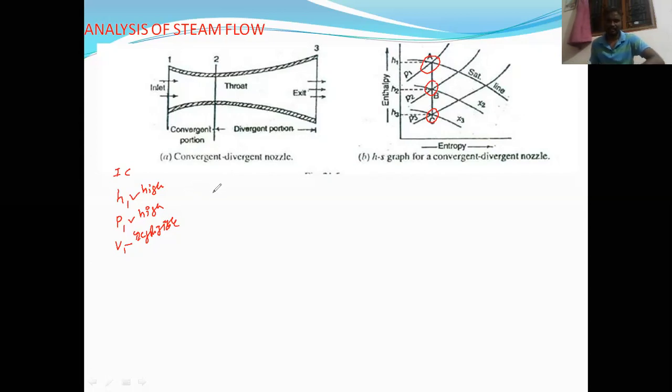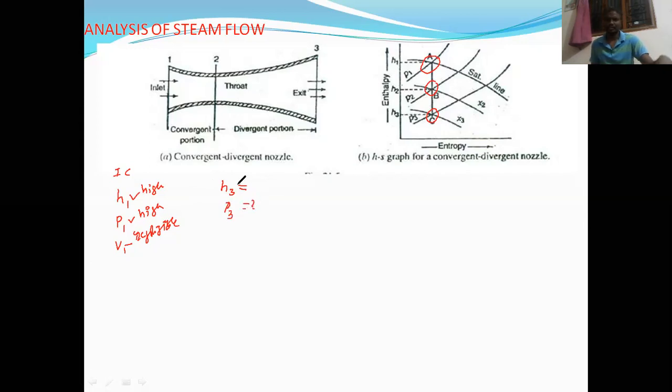So what is the heat lost here? H1 is the inlet and H3 is the outlet. According to this, H3 is the outlet. It is a considerable amount, but it is lower than H1. And P1 is high, and P3, the exit pressure, is very low.